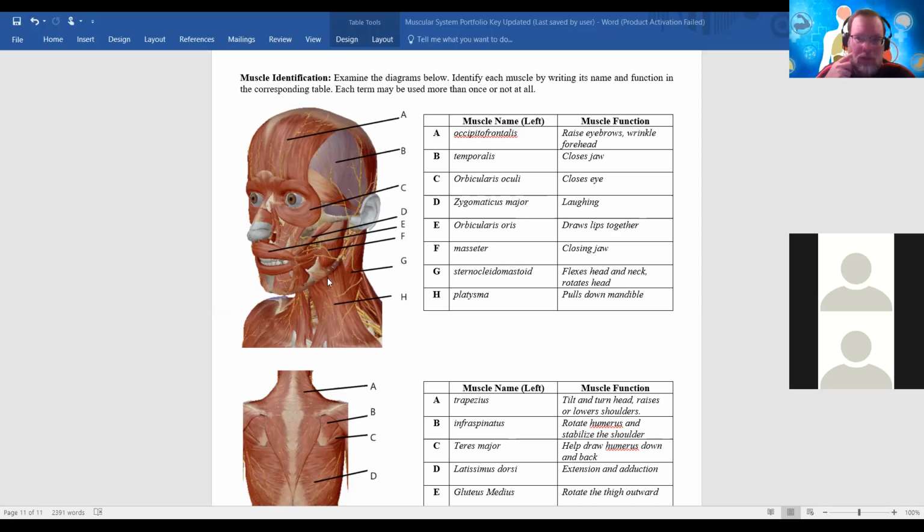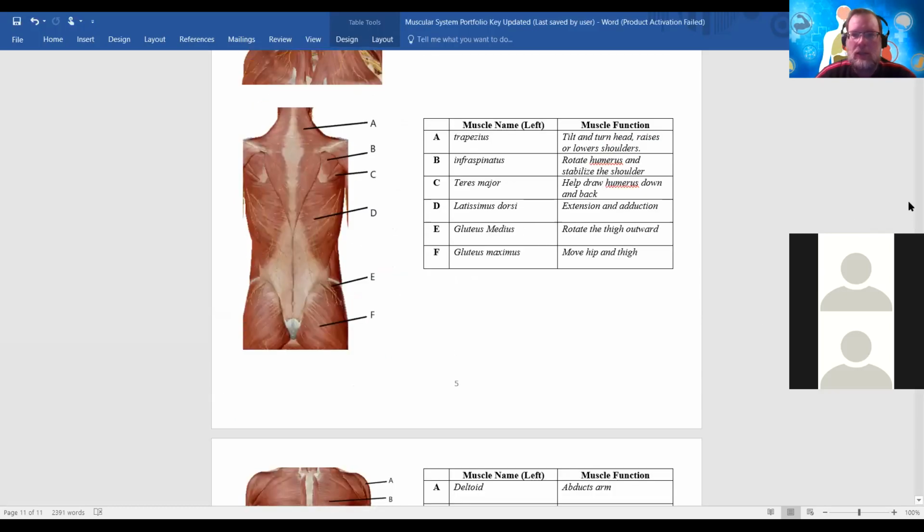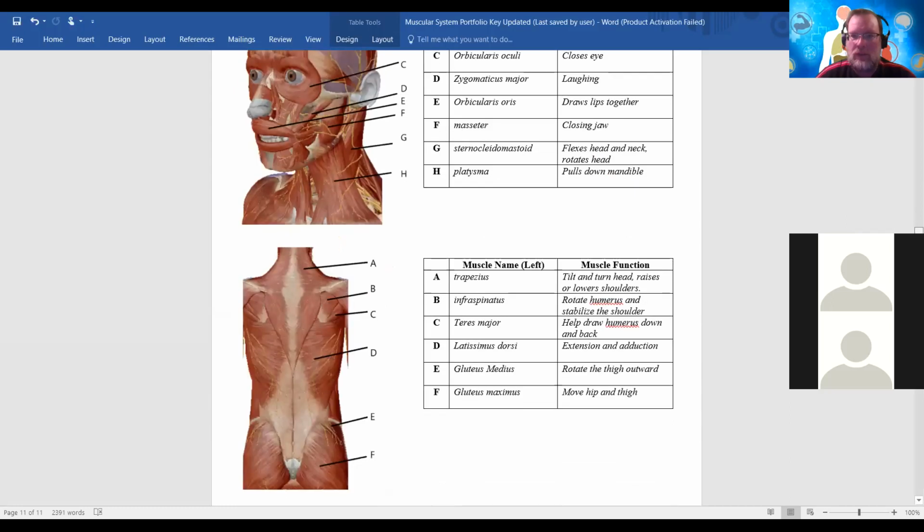Masseter, the chewing muscle, kind of in the cheek area, helps with the temporalis for closing the jaw. And then we had the SCM, or the sternocleidomastoid, coming off of the mastoid and going down to the sternum and the clavicle. And then letter H is the flat muscle called the platysma. That one kind of pulls down the mandible a little bit. So anyway, let's see.